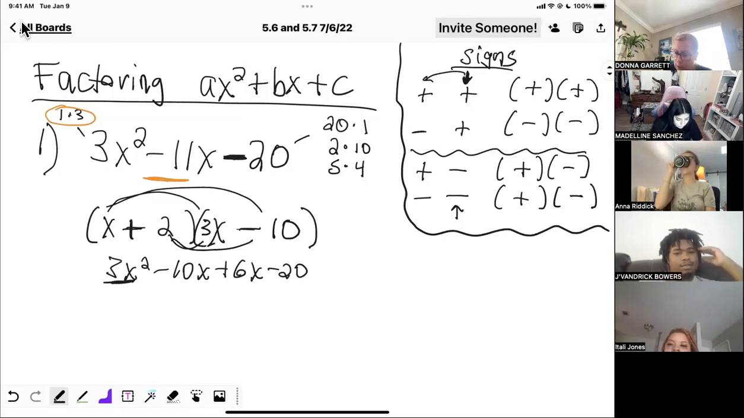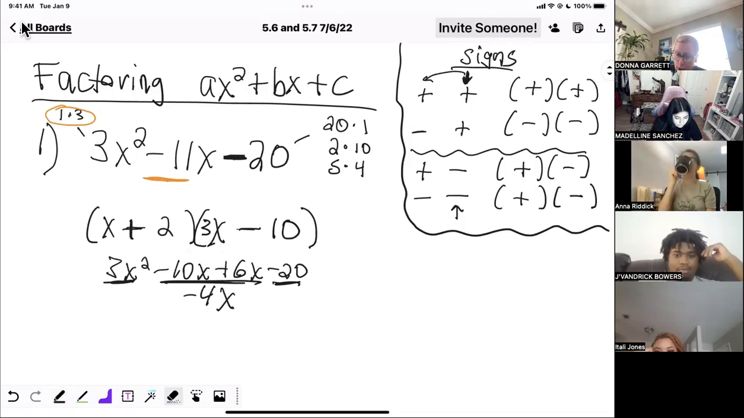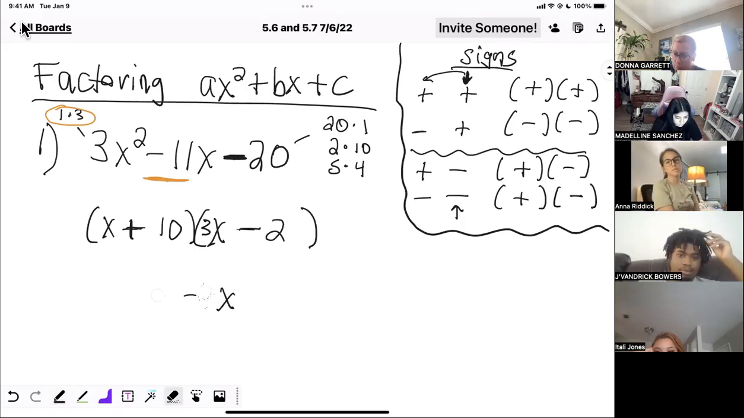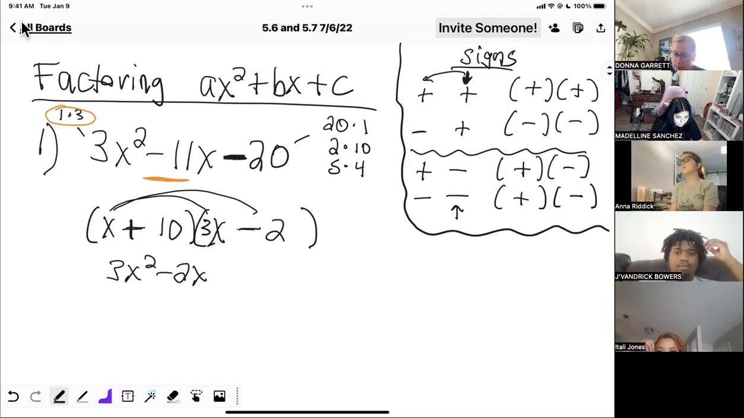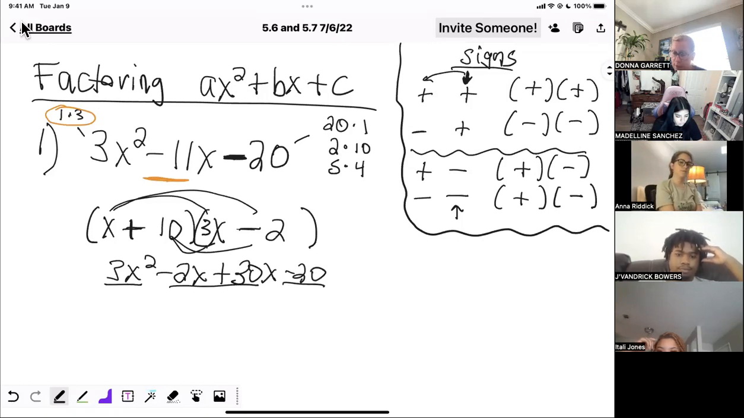So I have my 3x squared, I have my minus 20. What's that going to be? -4x. I need -11x. So that doesn't work. I could try changing these and going 10 and 2. And I could try it again. 3x squared minus 2x plus 30x minus 20. I got my 3x squared minus 20. I add it together. That is not 11x. So I can say this is out.